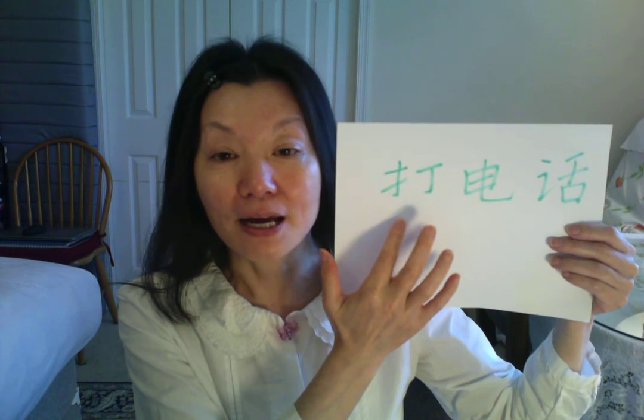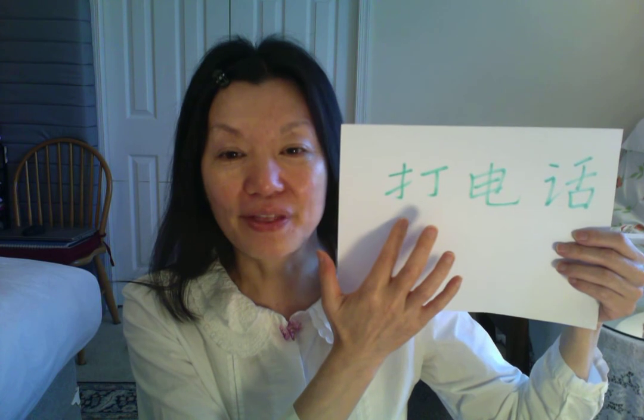Make a phone call. 打电话, this means 打, depending on what follows, changes the meaning. By itself, for a person, 打, to hit. For things, 打球, play the ball, right? For the telephone, 打电话, to make a phone call. 打电话, okay.